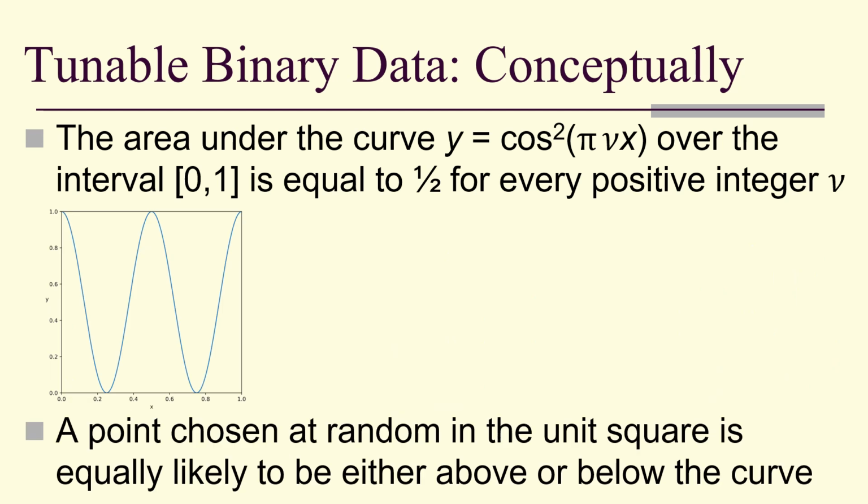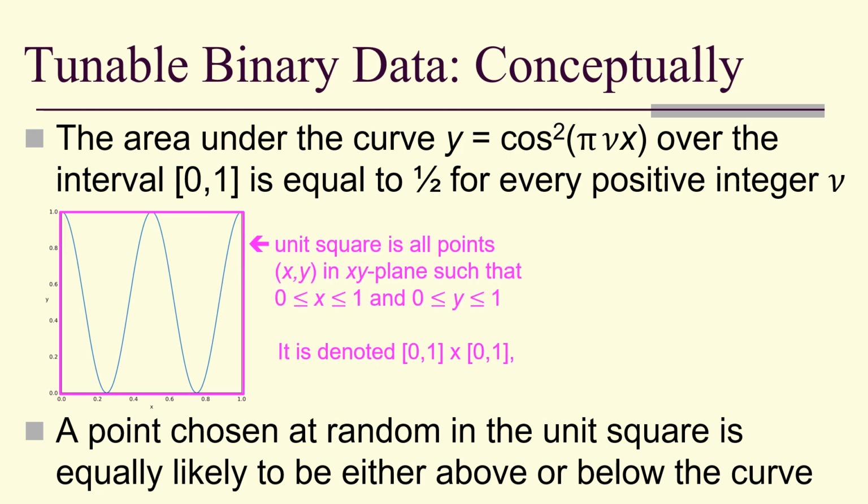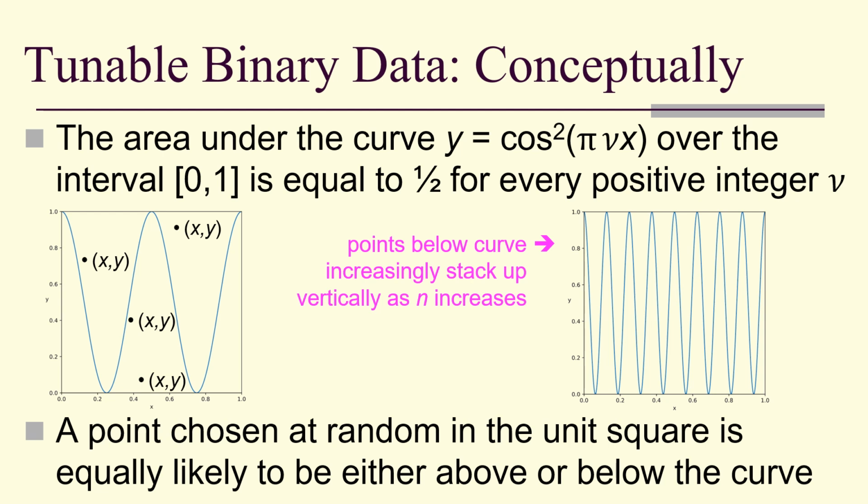Now, a point chosen at random in the unit square is therefore equally likely to be either above or below this curve. So the unit square is all points in the xy plane such that the x is between 0 and 1 and the y is between 0 and 1. So randomly sampling, I get points that are either above or below the curve. And points below the curve increasingly stack up vertically as nu increases. So you can't spread horizontally when you have a very high value of nu.